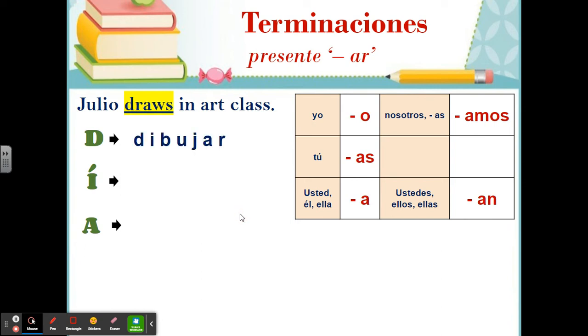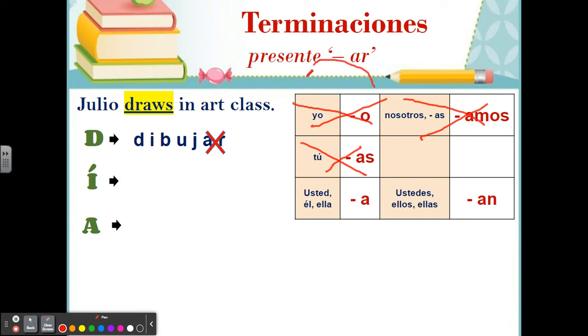So we have Julio draws in art class. Hopefully you know draws is dibujar. What do you drop? Your ending. You're left with dibuj. Identify. We're talking about Julio. My name is not Julio, okay? So you should not even be looking at yo. There's no quotation marks. Nothing in this context tells me I'm talking to Julio. You're not looking at tú. I'm not drawing with Julio. My artwork sucks. I'm in music class. So it's not nosotros.